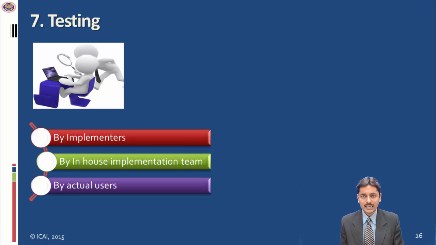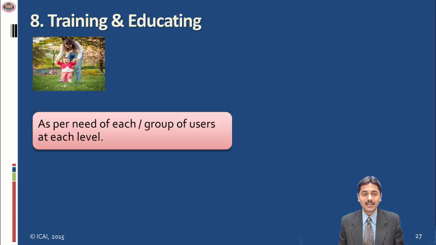So the testing shall be carried out first by implementers, then by the in-house implementation team, and lastly by actual users. The next step in ERP implementation, once the user testing is over, is to train and educate the users. Training may be given as per the need of each user or each group of users. Some people may take more time in understanding, some people may take less time. It depends all upon users. But training is a formal process and that needs to be carried out.